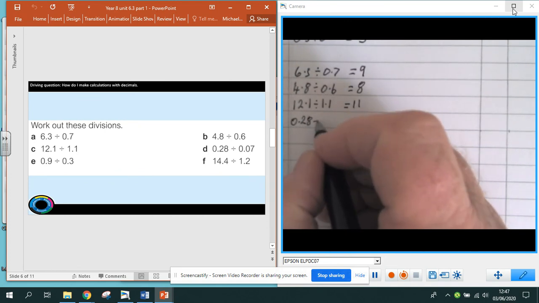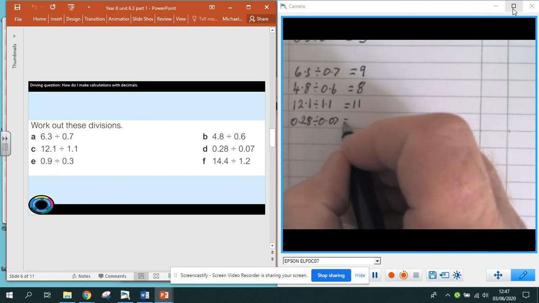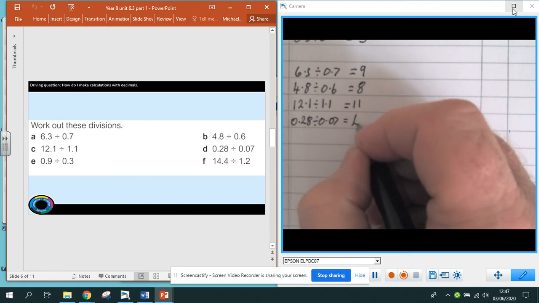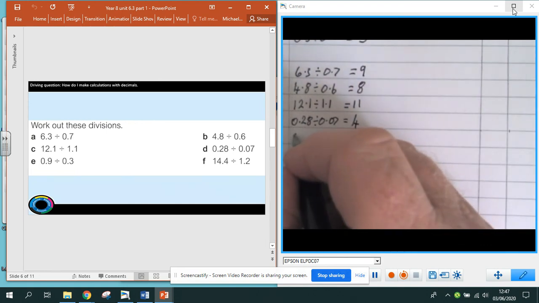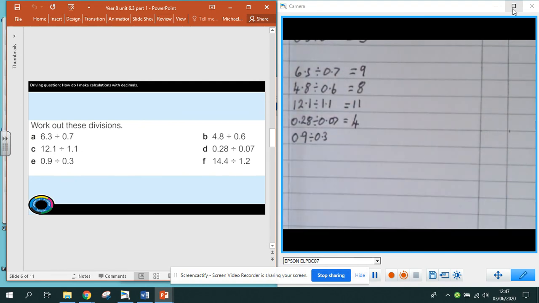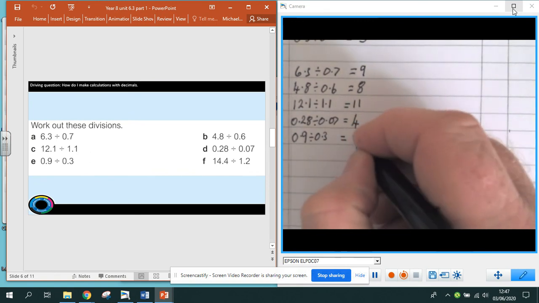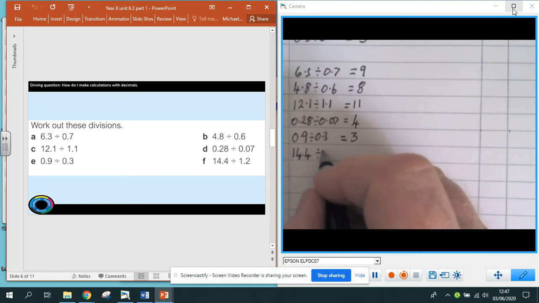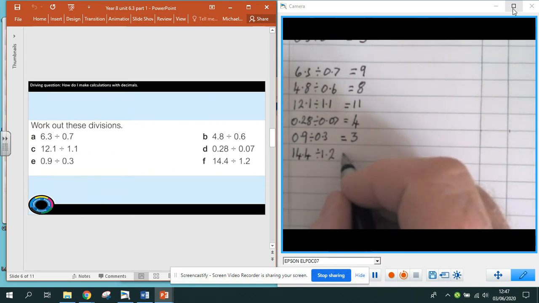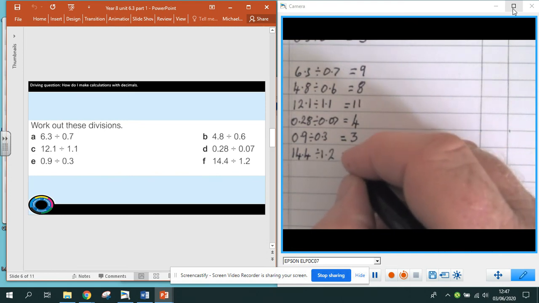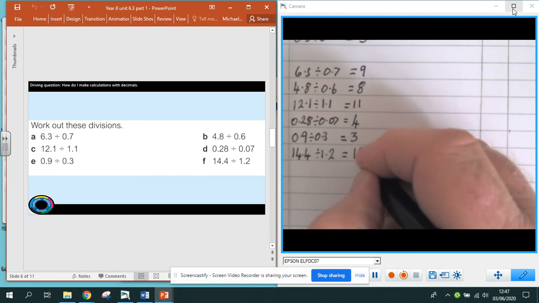0.28 divided by 0.07. 28 divided by 7 is 4. 0.28 divided by 0.07 is 4. 0.9 divided by 0.3. How many 0.3s are there in 0.9? There are 3. And lastly, 14.4 divided by 1.2. 144 divided by 12 is 12, so 14.4 divided by 1.2 is 12.